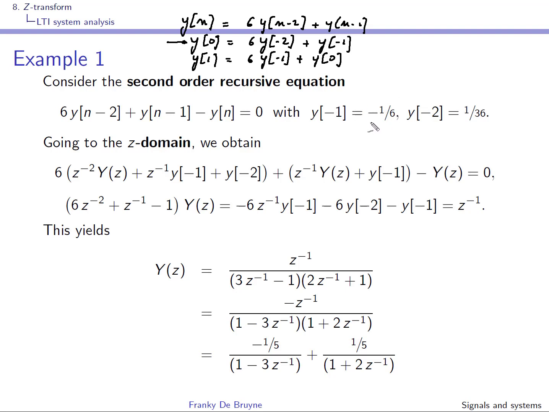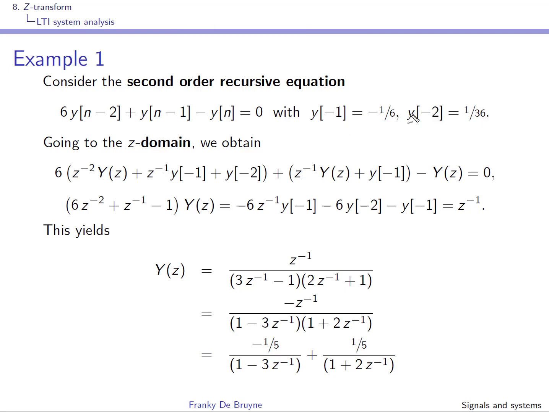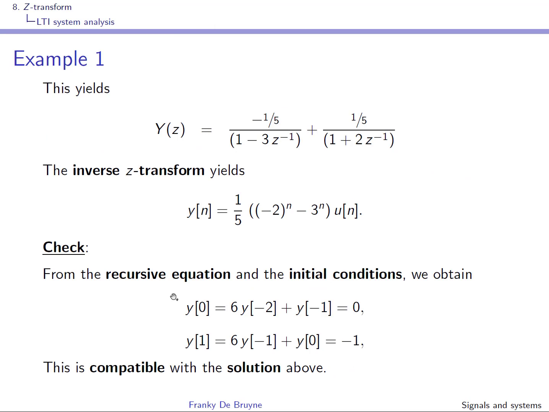So if you plug in these values, this is what you obtain here. So you can compute the values of y in 0 and 1. Now you can check if this is indeed correct. And indeed, if you plug in n=0, you have a 0 over here, and n=1, you'll have minus 5 divided by 5, so this is indeed minus 1. So we have a solution here that meets the initial conditions.